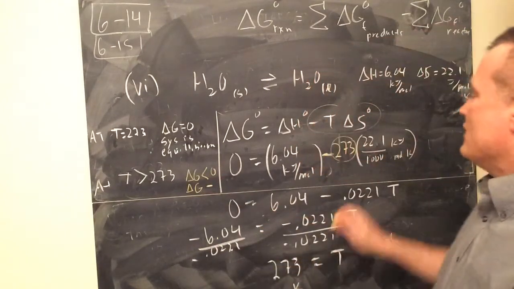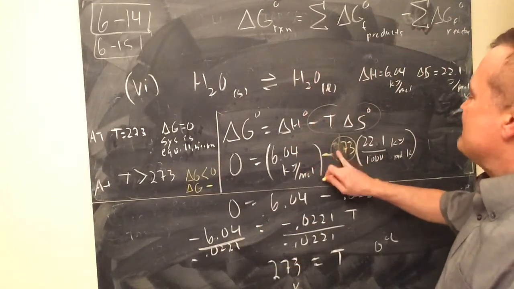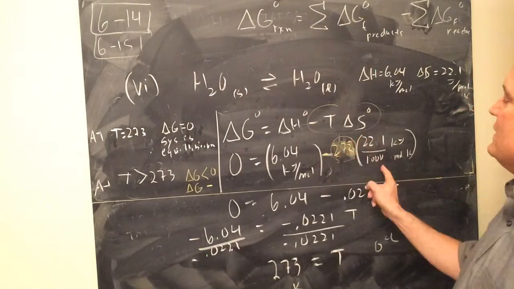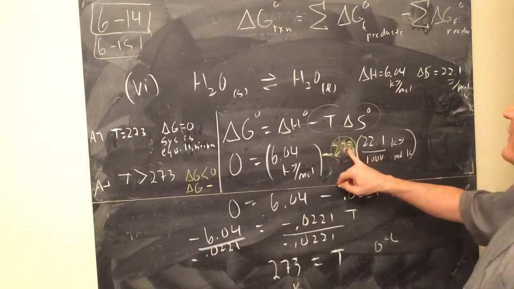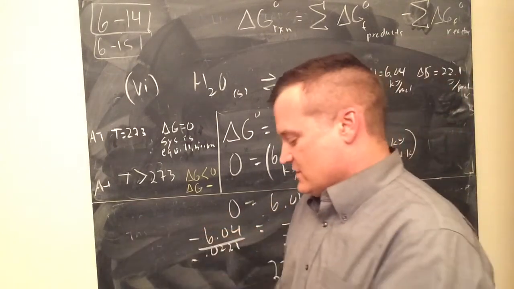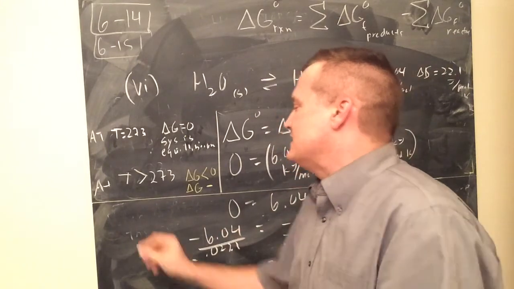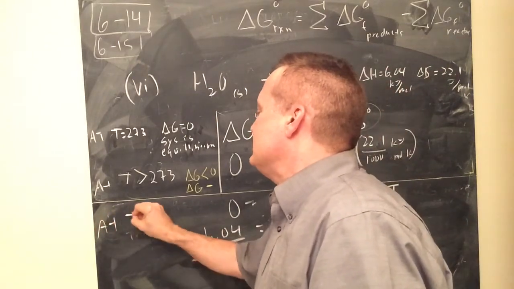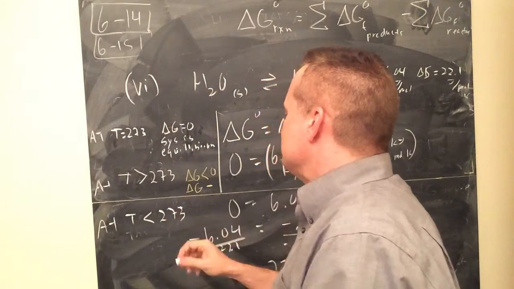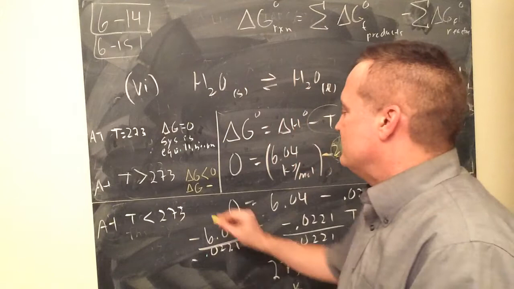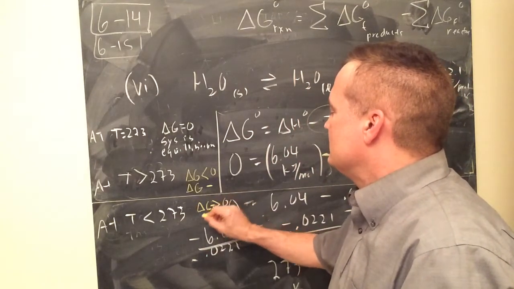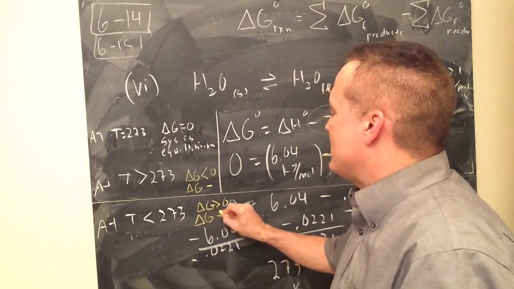Okay? So the opposite will also be true. If I put a really small number in there, when I put 273, they're equal. If I put a really small number right here, like 2 or something, well then now delta G will be positive. So at T less than 273, delta G is going to be positive. Or you can say delta G is greater than 0, delta G is positive.